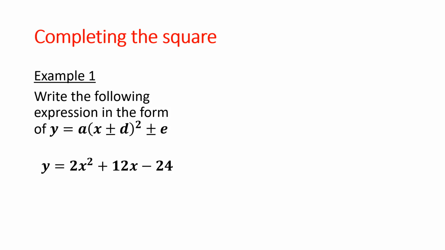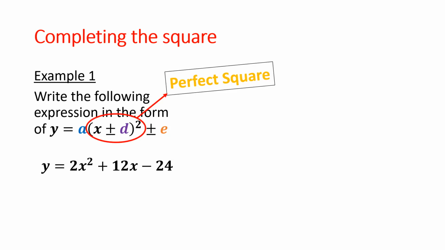Write the following expression in the form y is equal to a times (x plus or minus some number d) all squared, plus or minus some number e. And it's this part of the expression that is the perfect square. Now what we have been given is a quadratic in the expanded form, where we have y is equal to some number times x squared plus or minus some number times x plus or minus some constant.